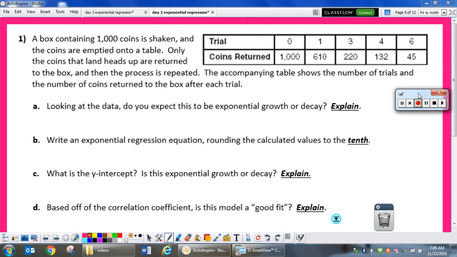So I will do number 1, and then you'll be responsible for the rest. So a box containing 1,000 coins is shaken and the coins are emptied onto the table. Only the coins that land heads up are returned to the box, and then the process is repeated. The accompanying table shows the number of trials and the number of coins returned to the box after each trial. So typically the left side or the top is L1 and the bottom or the right side is L2. So each trial, you can see that the number of coins is going down. So I would expect this to be decay because coins returned decreases. So that could be a good self-check.